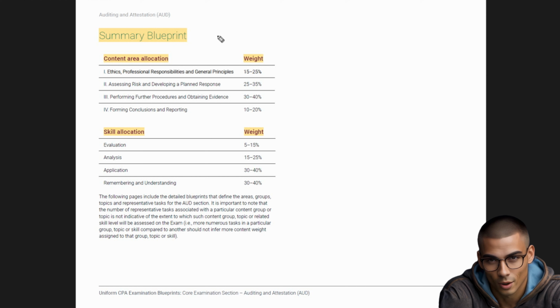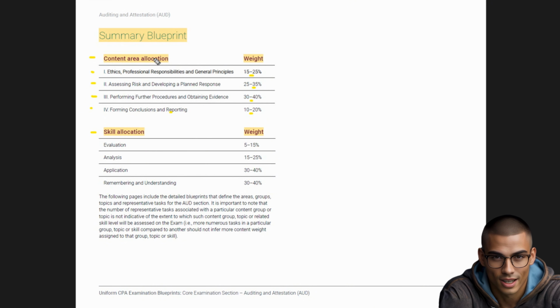So a quick summary of what we just went over. Remember, we had the content areas and the skill allocation for all the areas. For area 1, we have ethics, professional responsibilities, and general principles, 15 to 25% of the exam. For content area 2, we have assessing risk and developing planned responses, 25 to 35%. Content area 3, performing further procedures and obtaining evidence, 30 to 40%. And content area 4, forming conclusions and reporting, which is 10 to 20% of the exam.